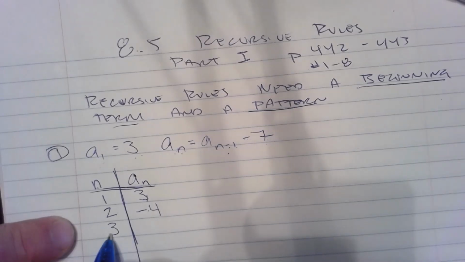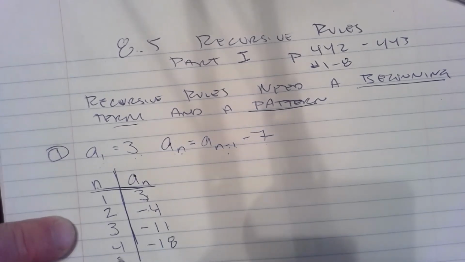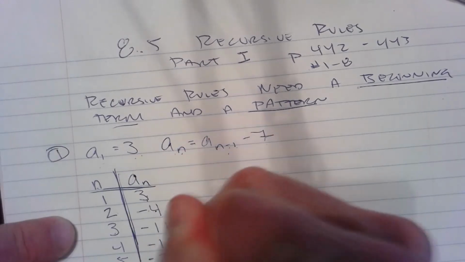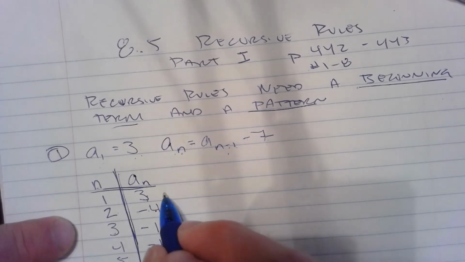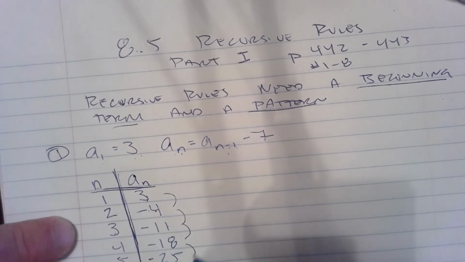The next term is the third term. That's the previous term take away 7. Negative 4 take away 7 is negative 11. The fourth term is going to be negative 11 take away 7 more. And the fifth term is going to be negative 18 take away 7 more. Then the last one we're going to write is the sixth term. The sixth term is negative 25 take away 7 more, right? Take away 7, take away 7. The next term is the previous term, take away 7.